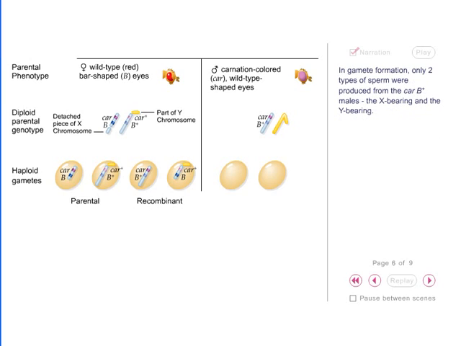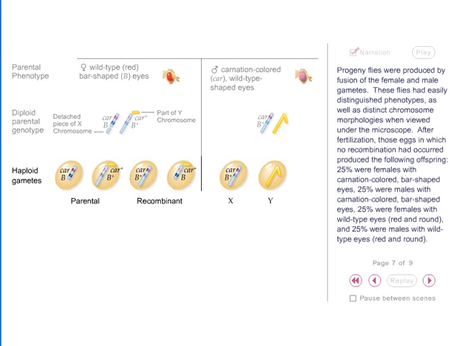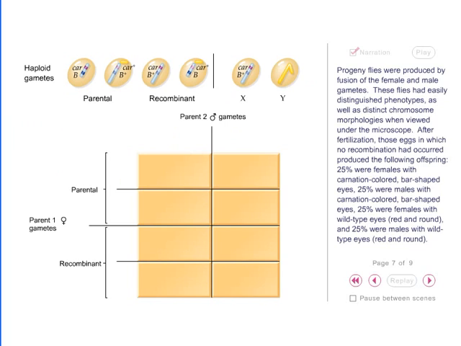In gamete formation, only 2 types of sperm were produced from the car B+ males, the X-bearing and the Y-bearing. Progeny flies were produced by fusion of the female and male gametes. These flies had easily distinguished phenotypes, as well as distinct chromosome morphologies when viewed under the microscope.